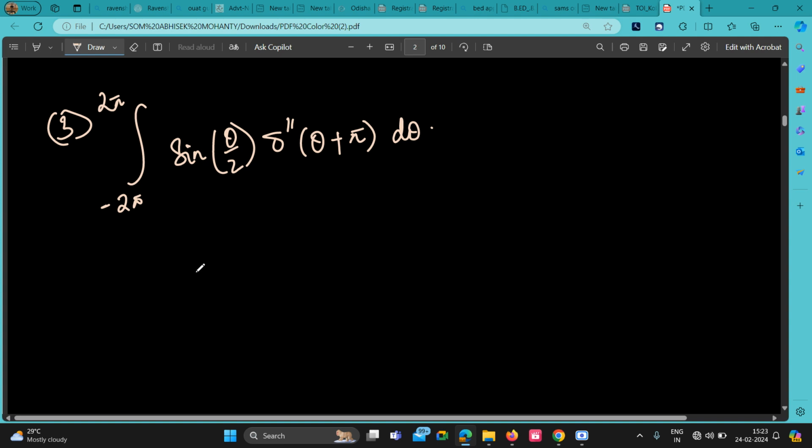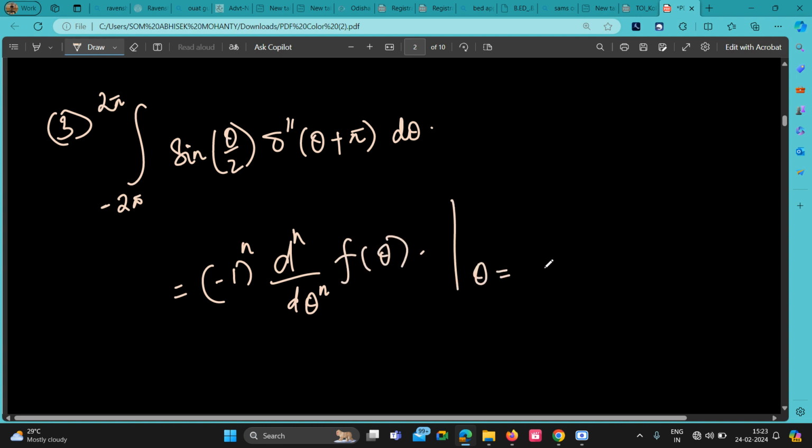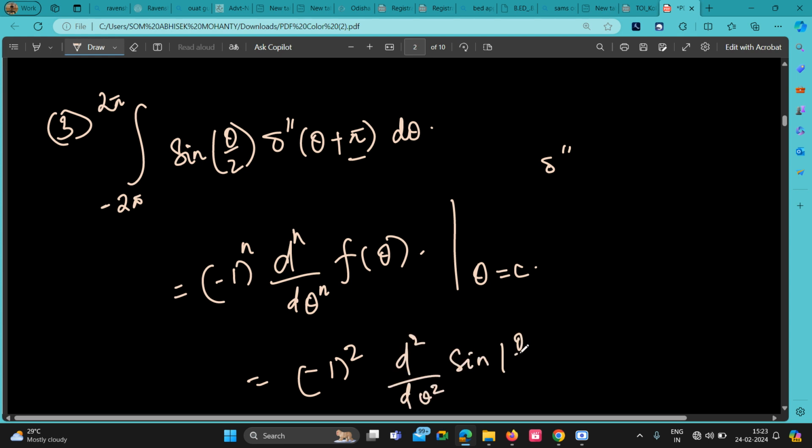So here I will be using minus 1 to the power n, d^n by d theta^n of whatever there is inside, f(theta), at theta is equal to c. So minus 1, how many times did we take the derivative? The delta double dash, that means 2. Minus 1 to the power 2, d square by d theta square of sine theta by 2 at theta is equal to minus pi. Okay.